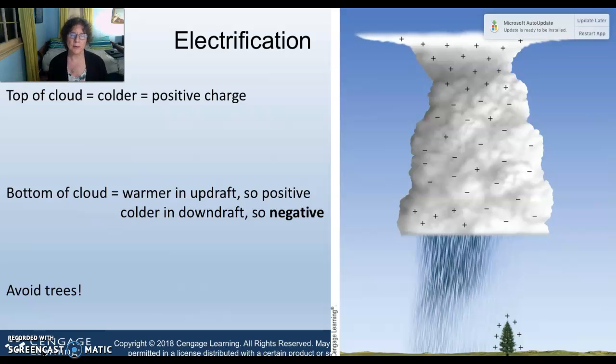So how do we electrify a cloud? We know that the top of the cloud is colder than the bottom of the cloud. And we know that the top of the cloud is generally positive. And for the most part, the bottom of the cloud is generally negative. There are some cases where, especially in the downdraft, the cloud is colder, and those parts of the bottom of the cloud by the downdraft will be relatively positive. But overall, the bottom of the cloud is generally negative, and the top of the cloud is generally positive, and our ground and our trees and so forth are generally positive. So you can see how this is setting up for opposites attract.